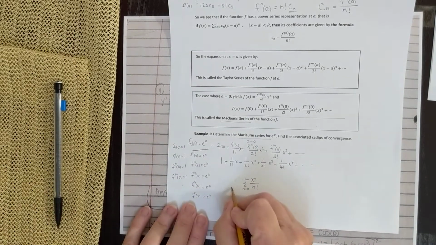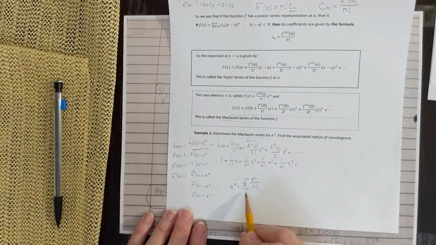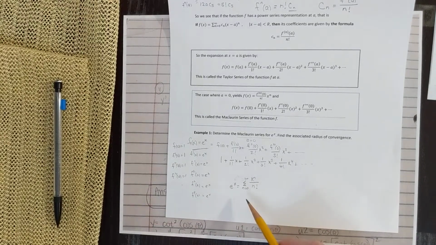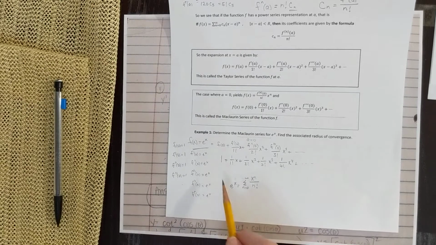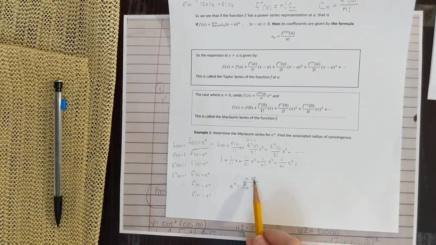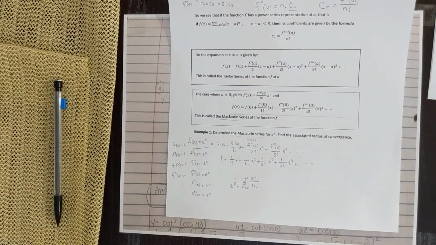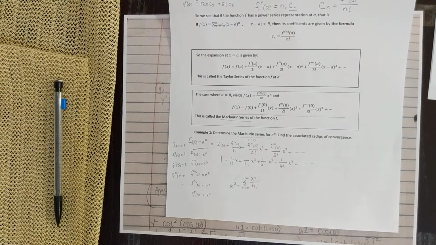E to the x can be represented as the sum from n is 0 to infinity. Let me check this out. When n is 0, we have x to the n over 0 factorial, which is 1 over 1. There's our 1. When n is 1, we have x to the first power over 1 factorial, okay? When n is 2, x squared over 2 factorial. Yes, this is the Maclaurin series representation for e to the x.